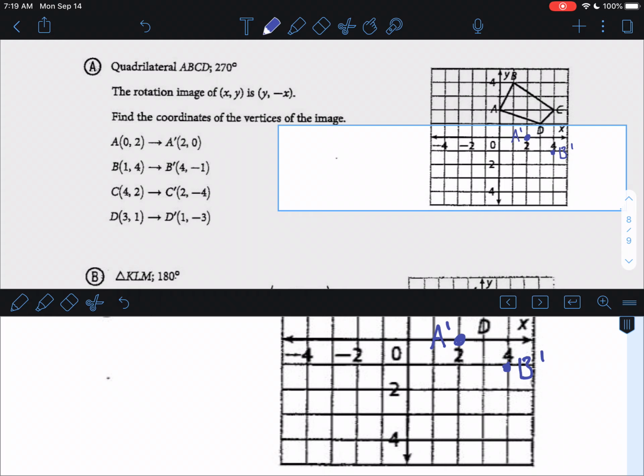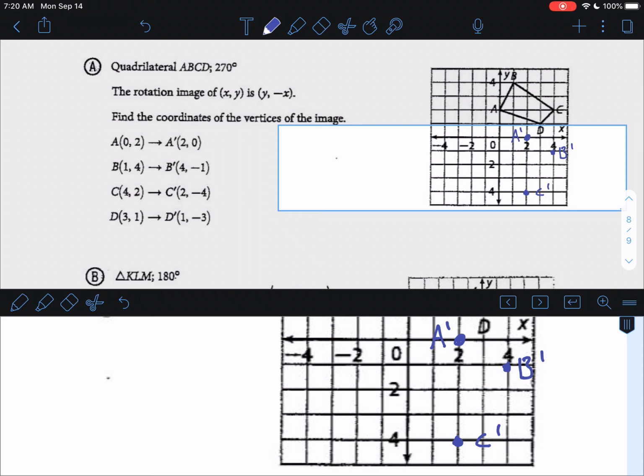C, which is originally at (4, 2), is mapped onto the point (2, negative 4), because again, you just switch the x and the y, and make the new y value, the second one, negative. So it goes from (4, 2) to (2, negative 4), right there. So that's my C prime.